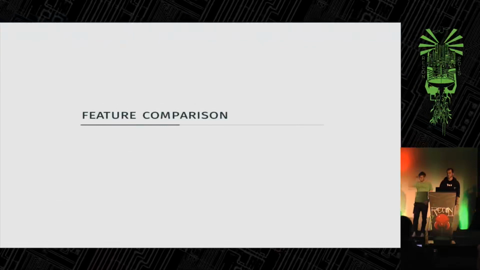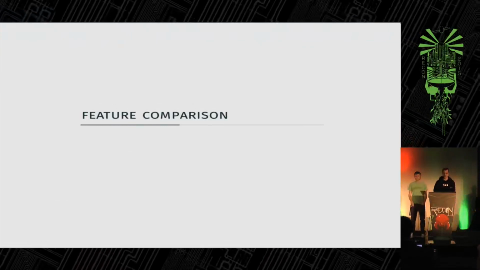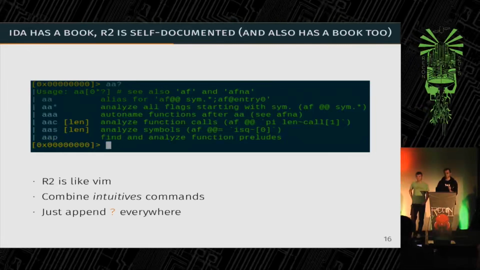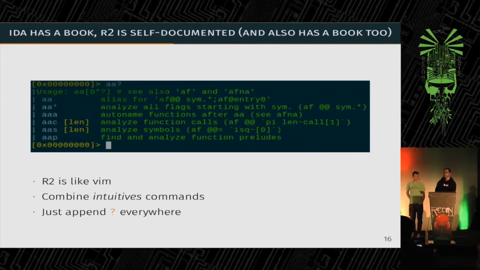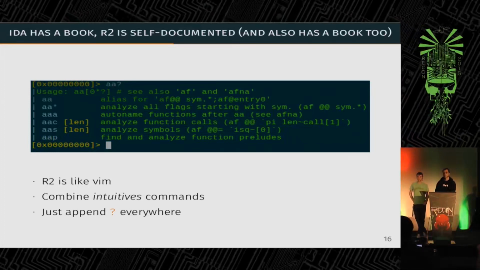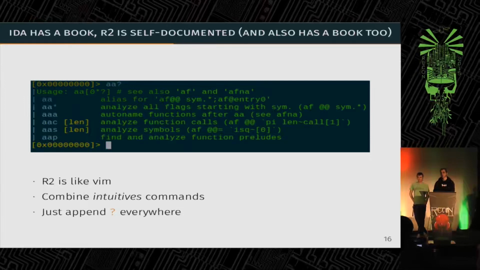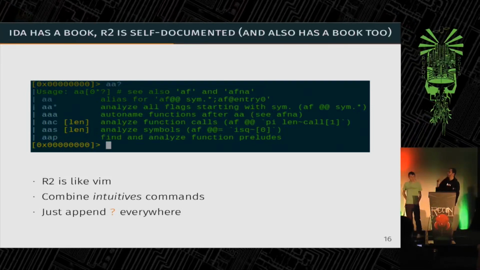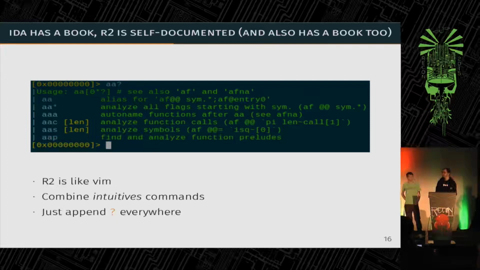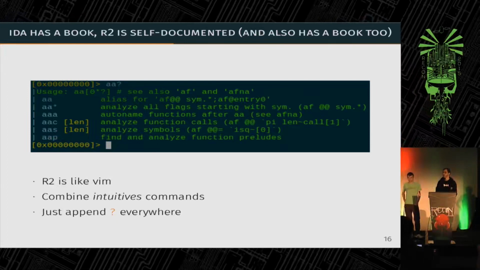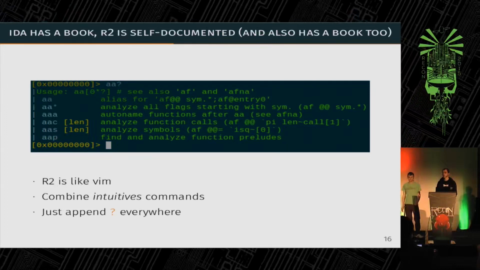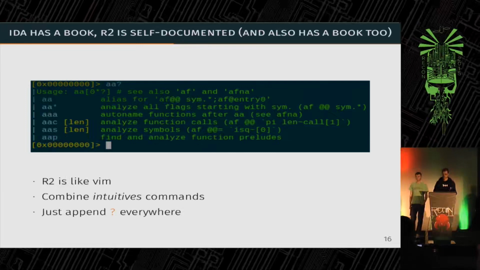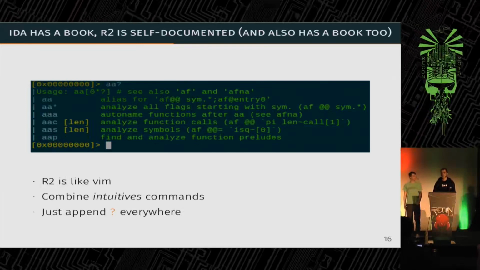Feature comparison, because this talk is entitled Building an Alternative to IDA, so let's compare them. IDA has a great book, and Radare2 is self-documented, but we also have a book. R2 is like Vim. Are there any Vim users in the room, maybe, or Emacs? Okay, at least I'm not alone. For example, you can see on the screenshot that the thing that was typed is IA question mark. A stands for analysis, the second A for all, and question mark because you want the documentation. So once you have used the command once, since they are pretty logical and intuitive, you can remember them. Just append question mark everywhere. Every single command in Radare2 is documented this way.